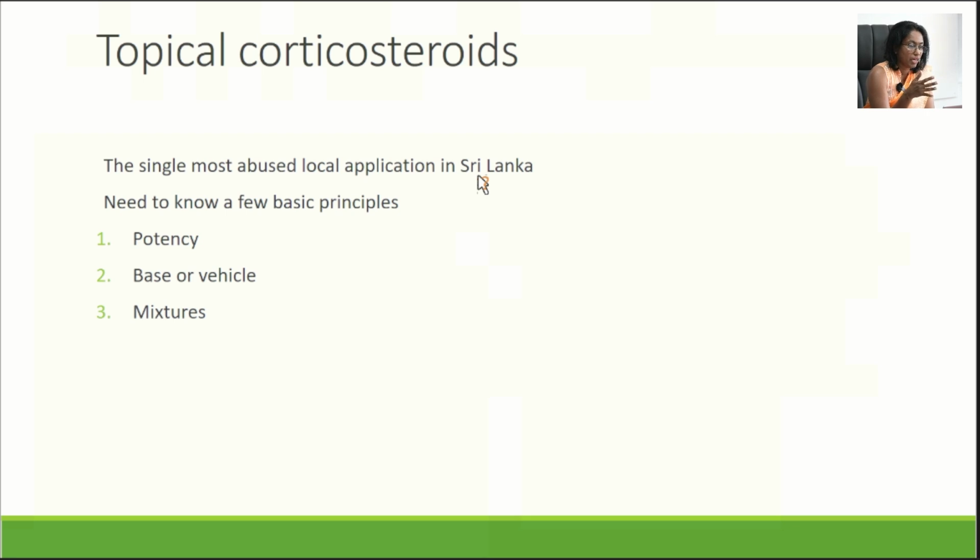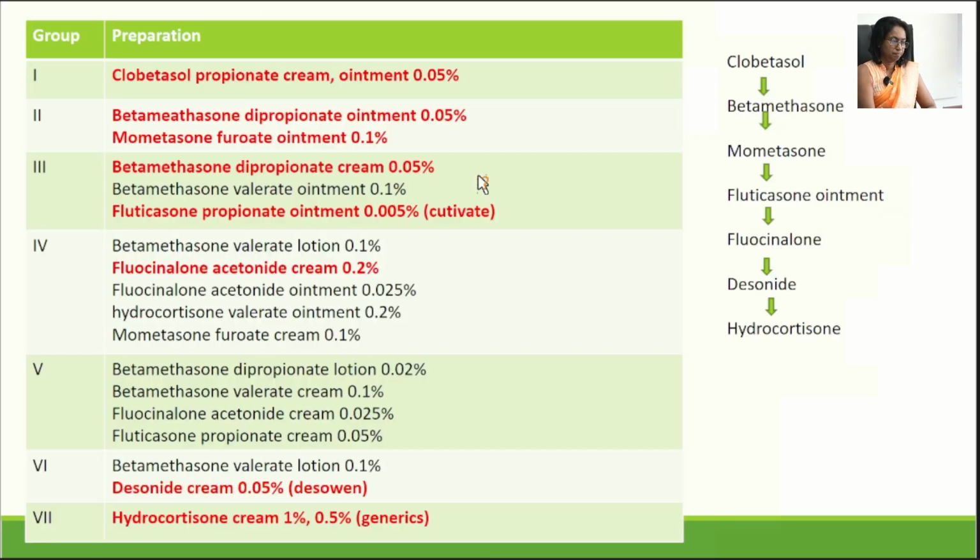Now, the other thing that we use very commonly is the topical corticosteroids. I'm sad to say that topical corticosteroids are the single most abused local application in Sri Lanka. So you need to know a few basic principles about potency, the base or vehicle, and the mixtures. So this is the classification.